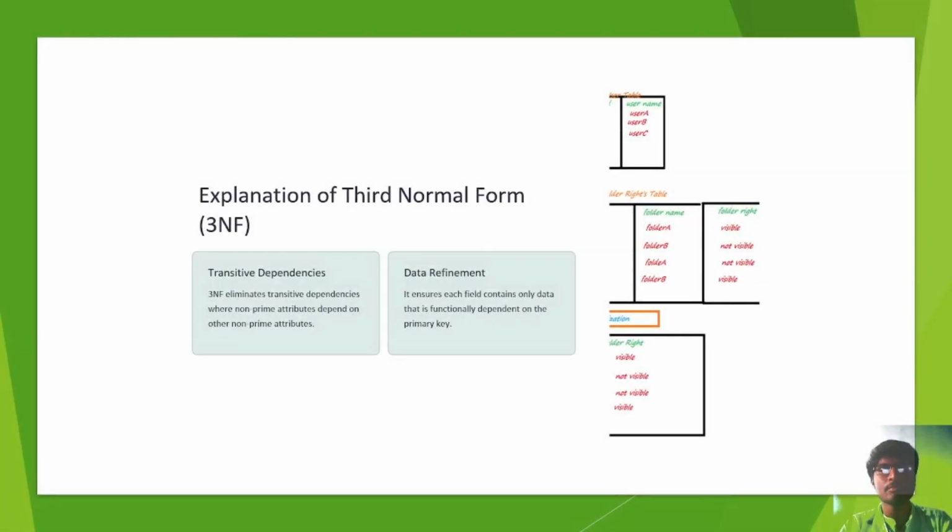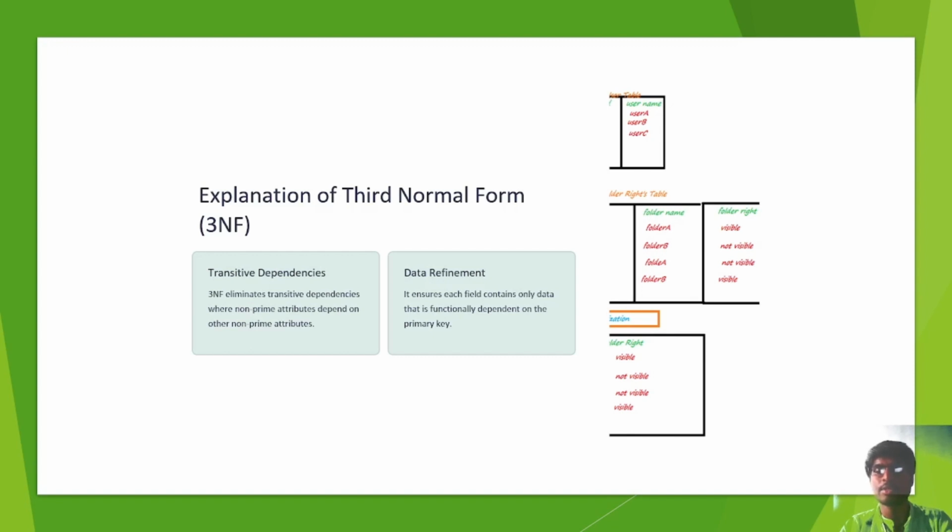Explanation of third normal form. In third normal form, or 3NF, we'll learn about transitive dependencies and data refinement. Third normal form eliminates transitive dependencies, where non-prime attributes depend on other non-prime attributes. In a relation there will be one primary attribute or primary key, right? Except that, other non-prime attributes are dependent on other tables or other keys.